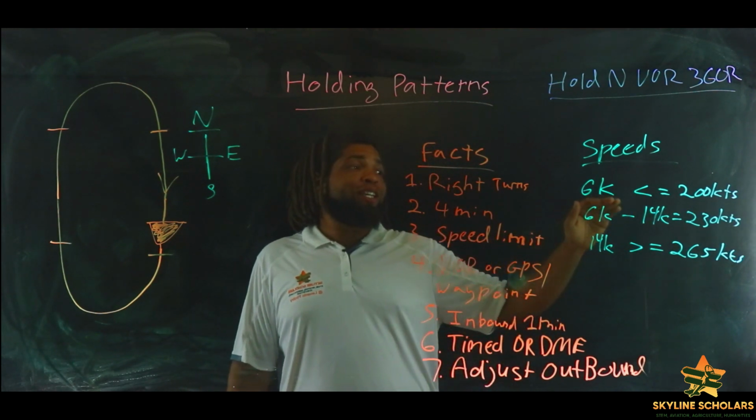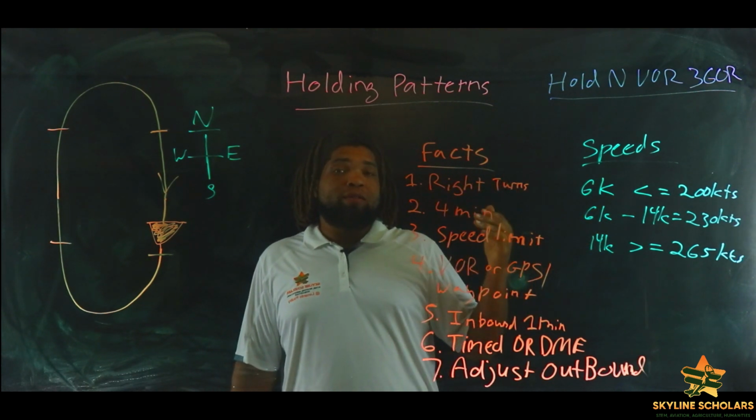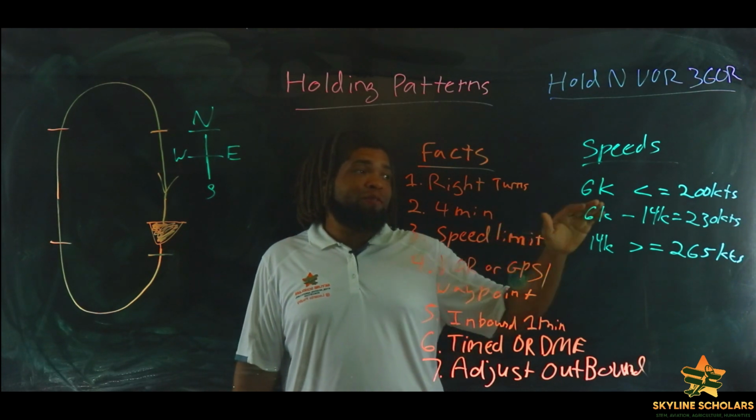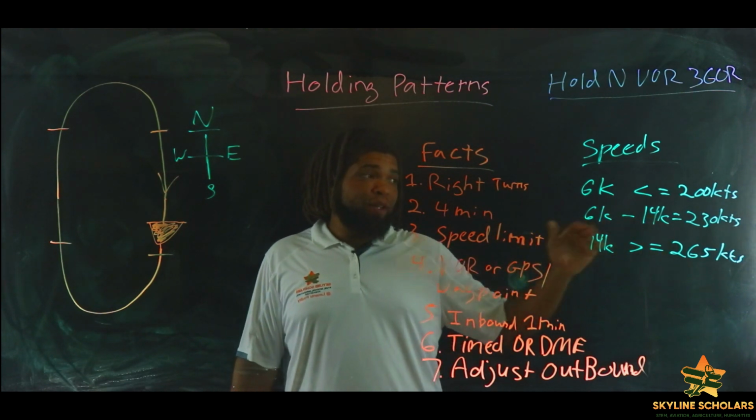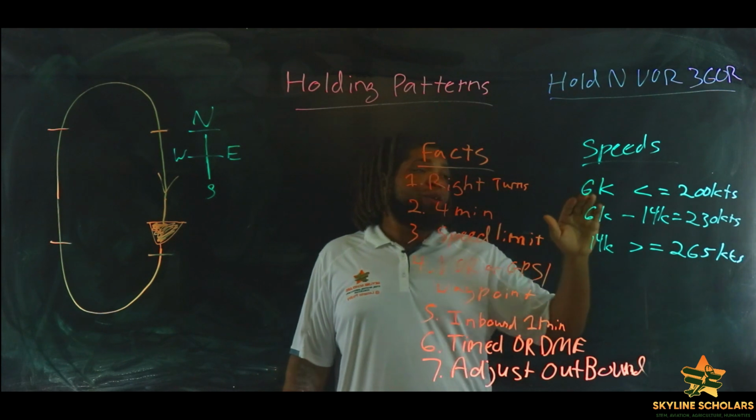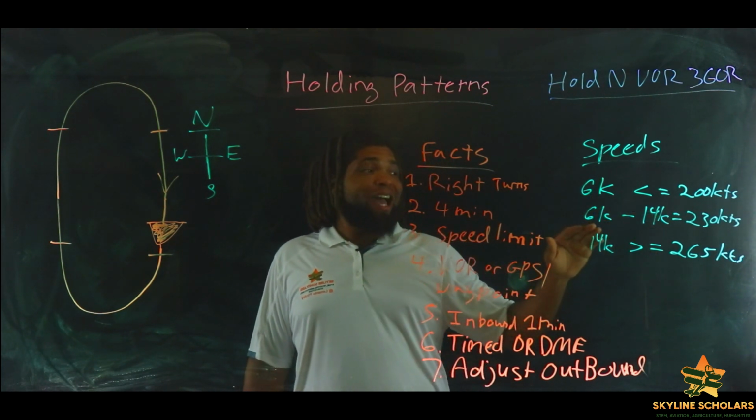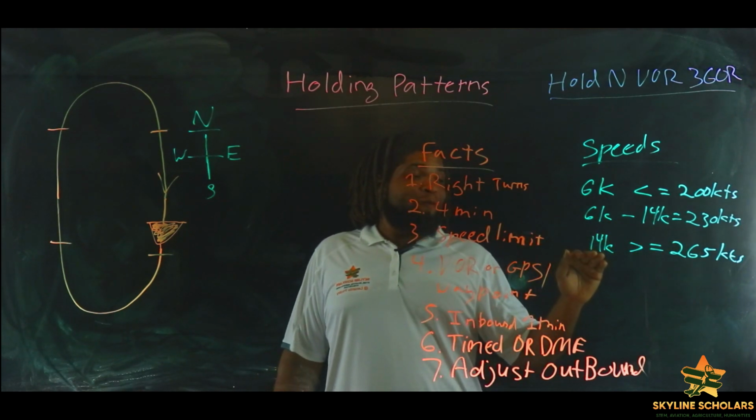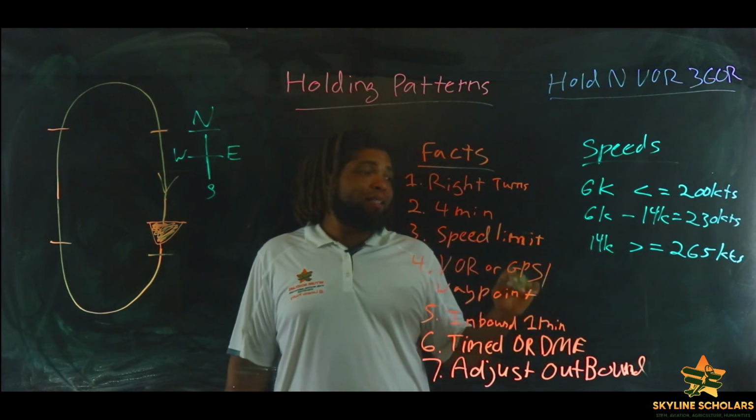So we have 6,000 feet or under, which is basically what our VFR pilots or general aviation pilots, even if you're IFR, a lot of times you're going to be flying 6,000 or less. You might go higher, but there's a speed limit for that as well. So we're talking about that. So 6,000 or less is 200 knots. 6,000 to 14,000 is 230 knots, and 14,000 or greater is 265 knots. Okay.